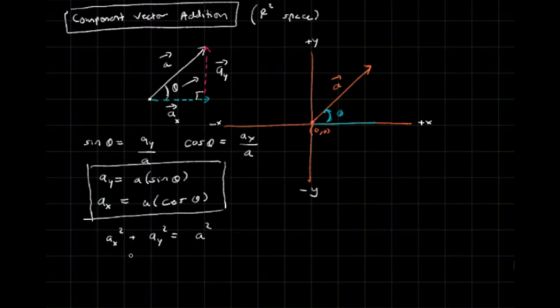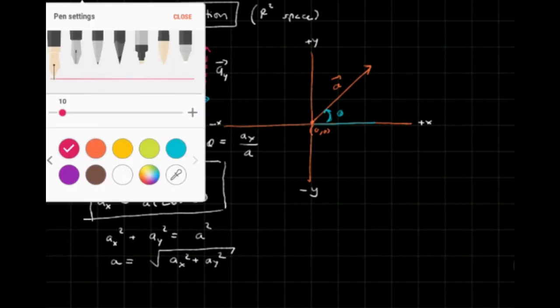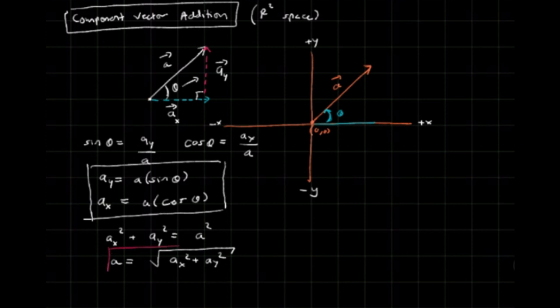But anyways, you can use Pythagorean theorem, and you can rewrite this as AX squared plus AY squared is equal to A squared, right? And if you wanted to solve for A, you can just do the square root. So this is actually a really useful way of determining the magnitude of vectors in two-dimensional space, right? And we'll take a look at three-dimensional space afterwards, but it's good to understand this first, right?